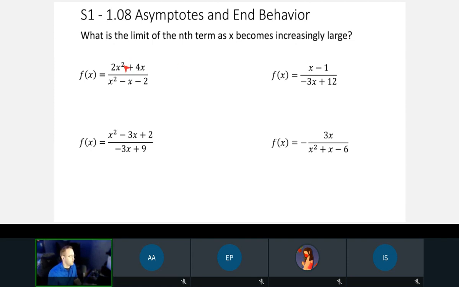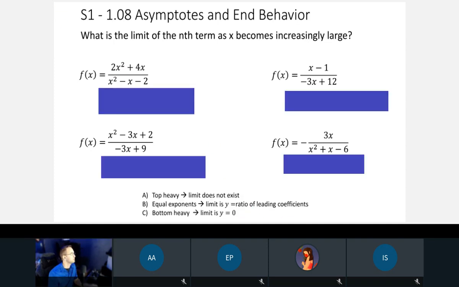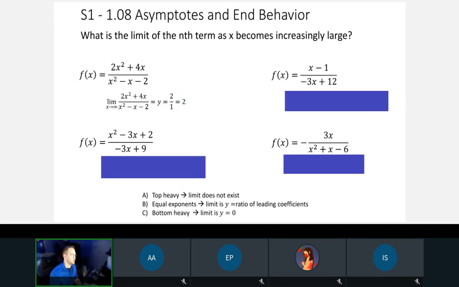Well, if you remember, if the exponents are the same as x becomes increasingly large, the limit approaches the coefficient or the ratio of the coefficients. So, x squared and x squared. So this is going to be 2 divided by 1. Because if they are the same, you take the coefficients. 2 divided by 1 is 2. So 2 is the answer.